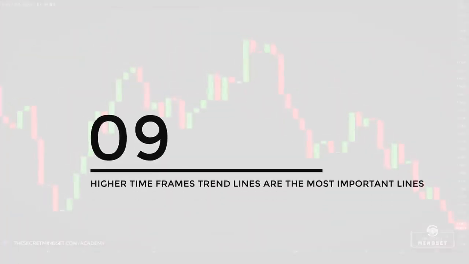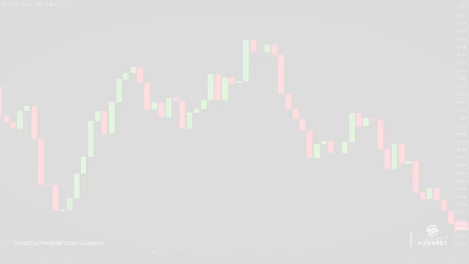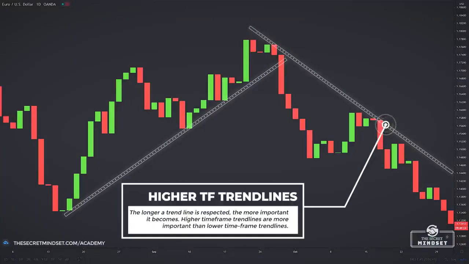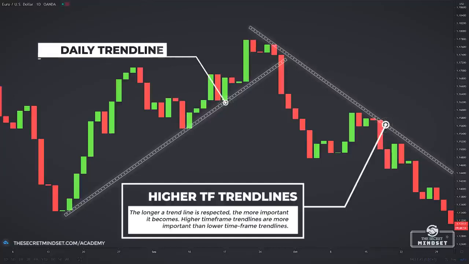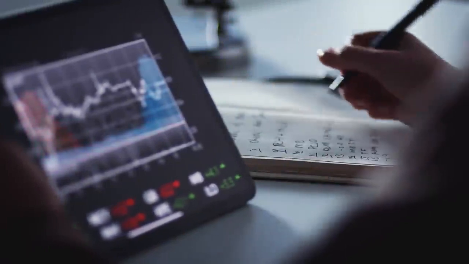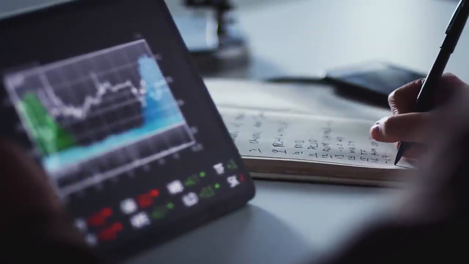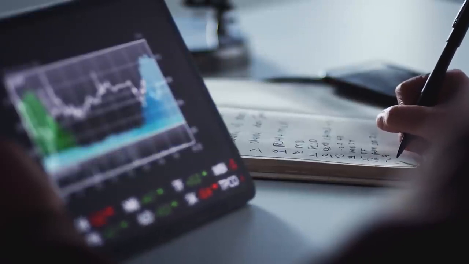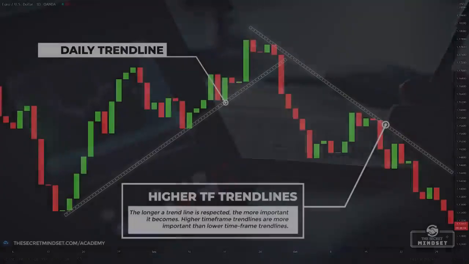Number 9. Higher timeframe trend lines are the most important lines. The longer a trend line is respected, the more important it becomes. A trend line that extends over 2 weeks will always be considered more important than a level that only extends over the course of a trading session. To get the very best results with trend lines, I prefer to use higher timeframes, like the 4-hour or the daily chart. Most large banks and institutions are only watching those larger timeframes, so it would make sense to look at trading these yourself to be in line with the traders who actually move the markets.